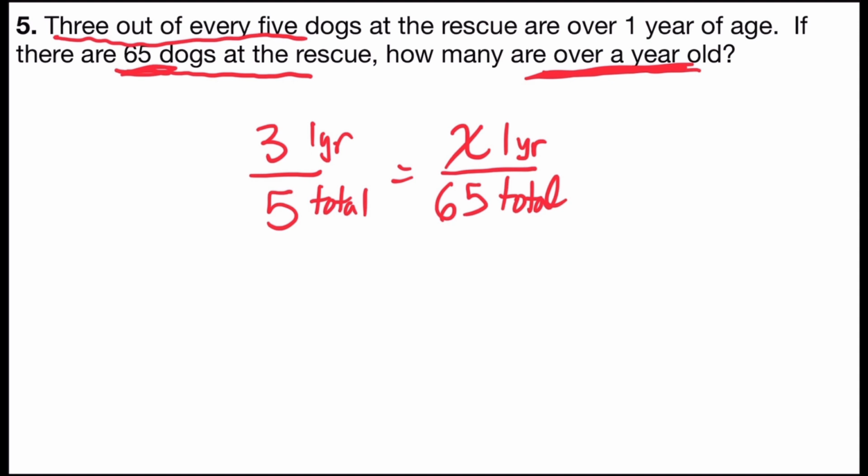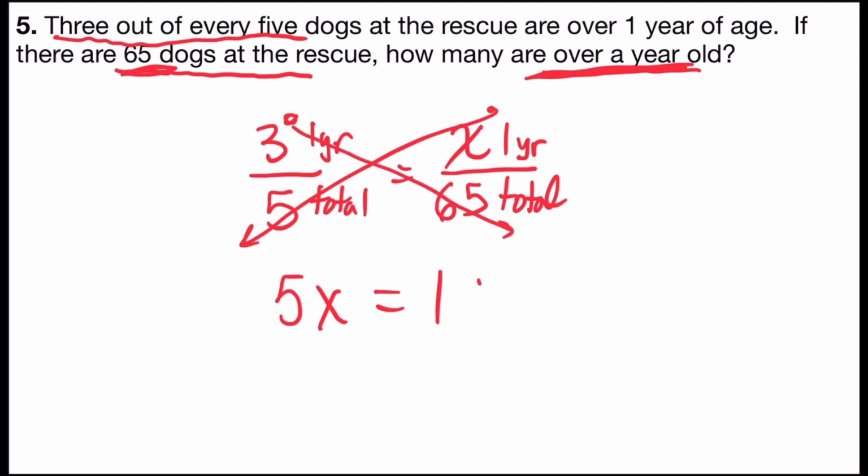So we can multiply both sides by 65, or we can use the trick called cross multiplication, where I'm going to take the x and multiply it by 5 and get 5x. And I'm going to take the 3 and multiply it by 65, and I'm going to get 195. So that's actually a shortcut of multiplying both sides by 65 in order to eliminate the fraction.